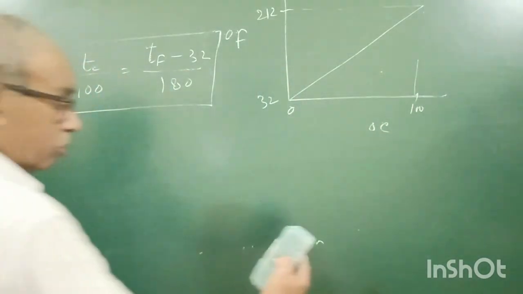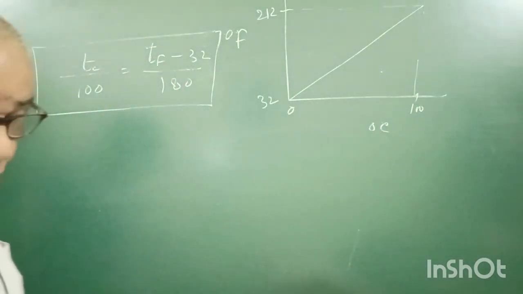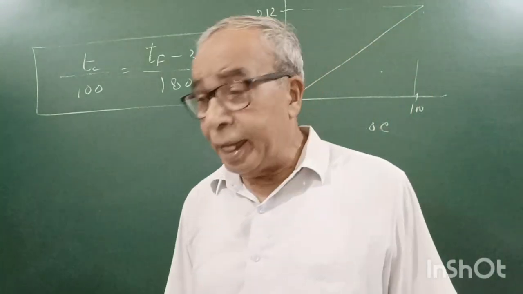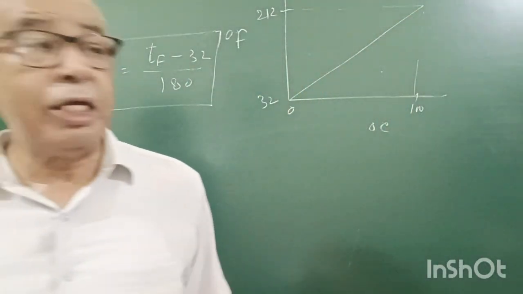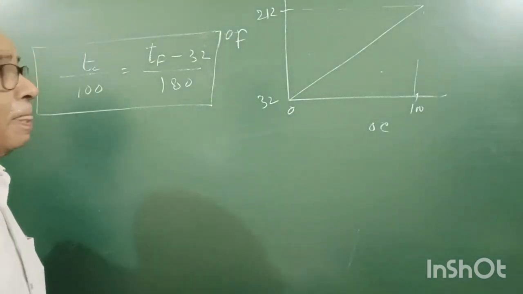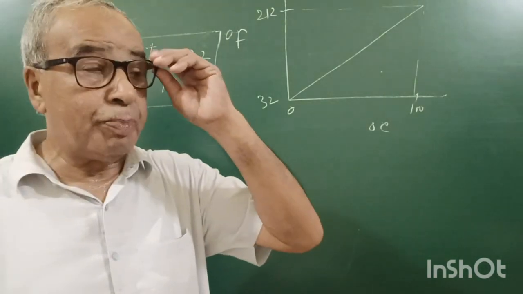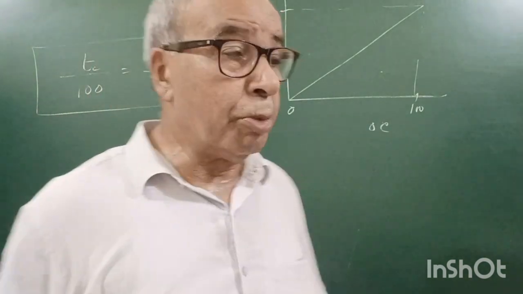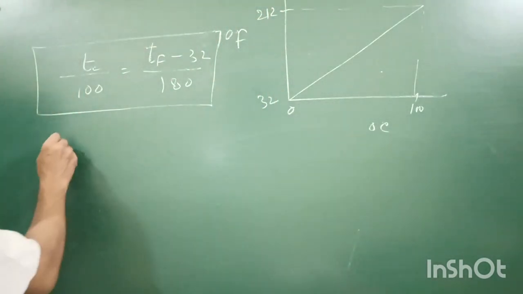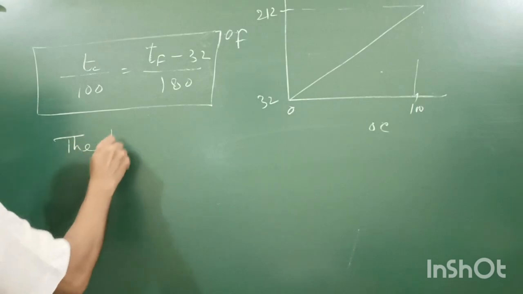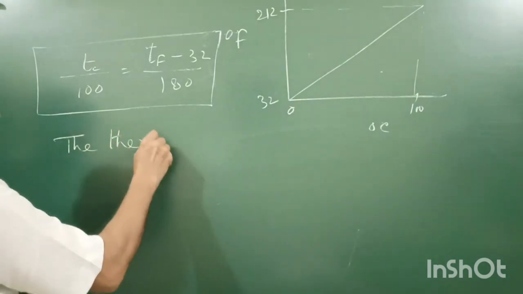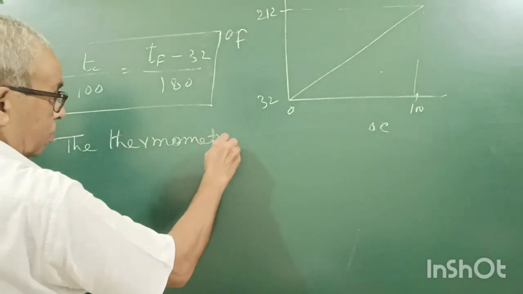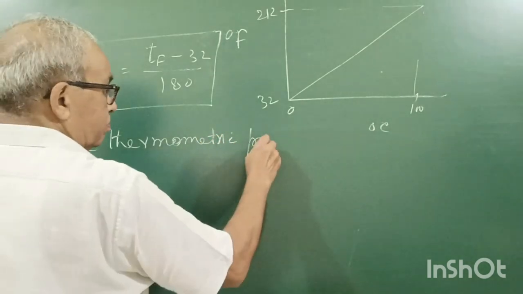There are different thermodynamic properties like volume of a substance, pressure of a gas, resistance of a good conductor of electricity. All these properties, like pressure of gas at constant volume, are thermometric properties.